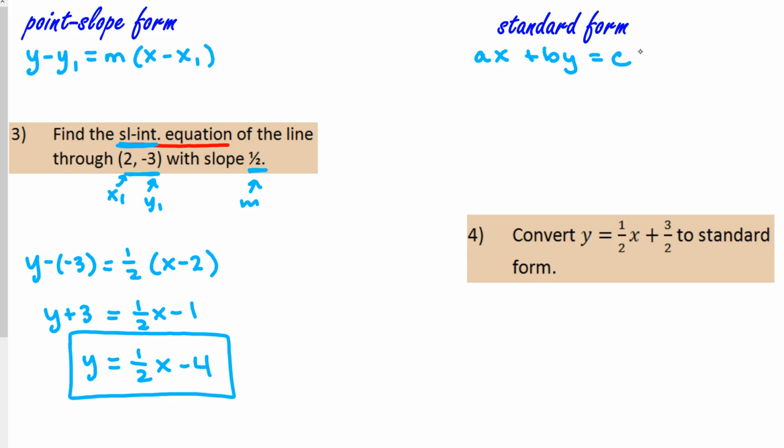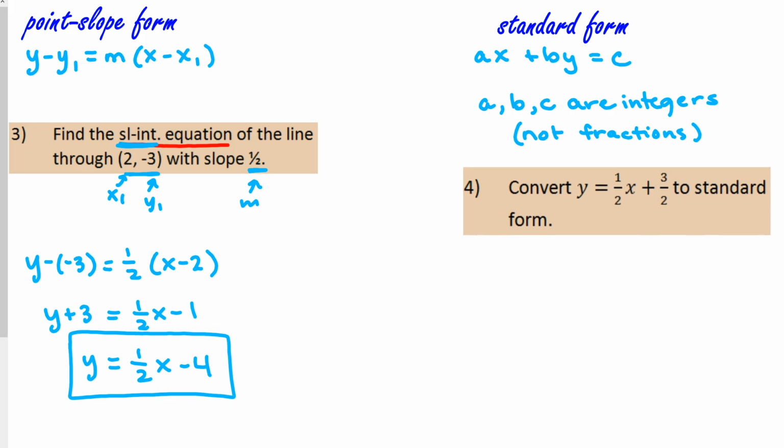And often some textbooks will have some restrictions about what kind of numbers you can use for a, b, and c. So I think in our book they say that a, b, and c need to be integers. And remember what integers are. These are numbers like 1, 2, 3, -1, -2, -3, 0, etc. So not fractions, not like 1/2 or 2/3 or something like that. Sometimes they also say that the first number a has to be positive, but that's not really that important to me, so I'm not going to worry about that.